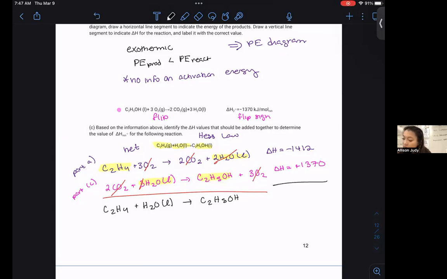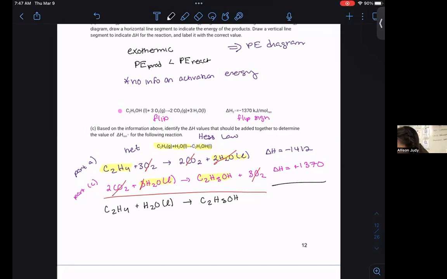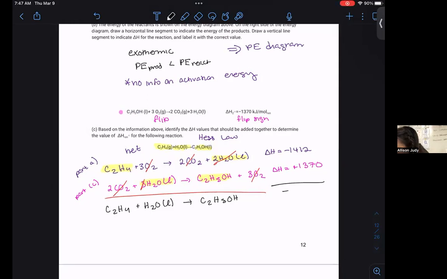So now what I do is I sum up the enthalpies, having made sure I reflected any change or multiplication that I did to any reaction. So for part C, since I flipped it, I flipped the sign, and I get that my values to be added together are negative 1412 and positive 1370. All right, giving me a value of negative 42 kilojoules per mole.